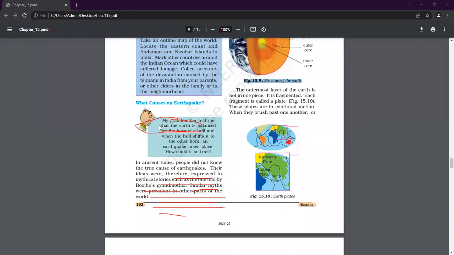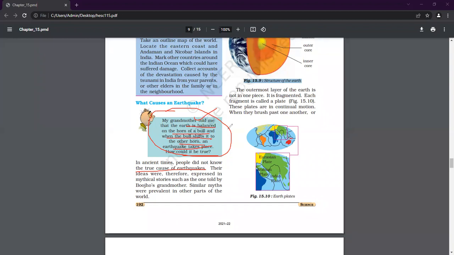Now all of you see the next paragraph, that in ancient times people did not know the true cause of the earthquake. I have also heard some old people give reasons behind this particular earthquake. They say that the earth is balanced on the horn of a bull, and when the bull shifts it to the other horn, an earthquake takes place. But is it true? No, it is not true.